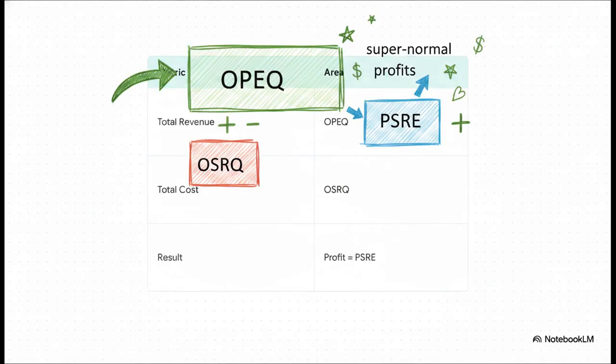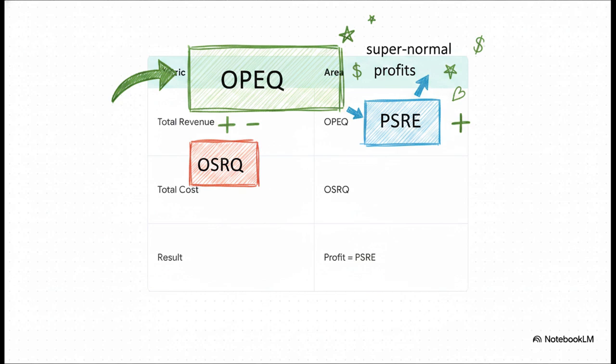Let's track those rectangles one last time. Our total revenue is that massive area, OPEQ. But our total cost? We find that by going up from Q just until we hit that nice low SAC curve at point R, and then across to S. So our total cost is just the smaller rectangle OSRQ. This time, the total revenue completely towers over the total cost.